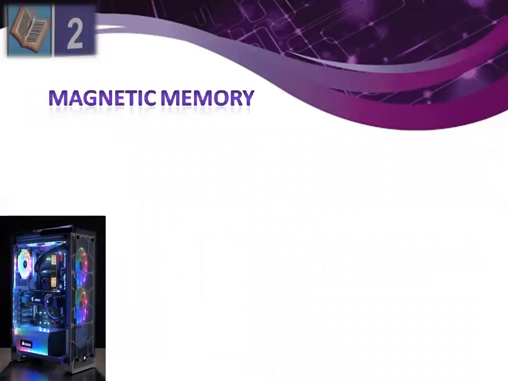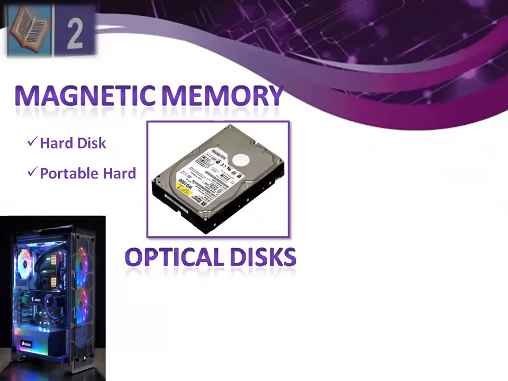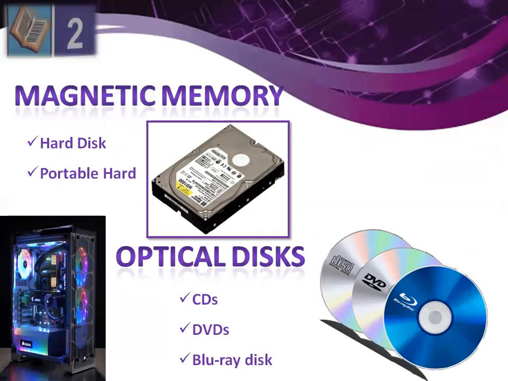So dear students, next is magnetic memory, and the types of magnetic memory are hard disk and portable hard disk. We have already discussed hard disk in lecture number 10. We discussed that a hard disk is a container with many platters which can save your data permanently for a long term. A portable hard disk is a device which is used to store your data in magnetic spots, in the form of a magnetic hard disk.